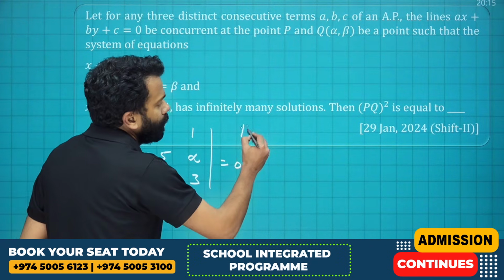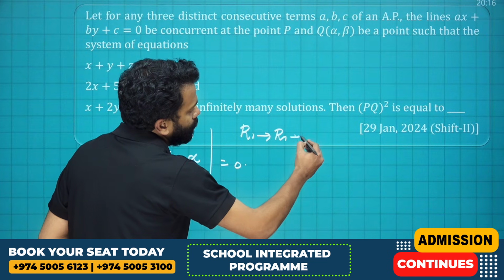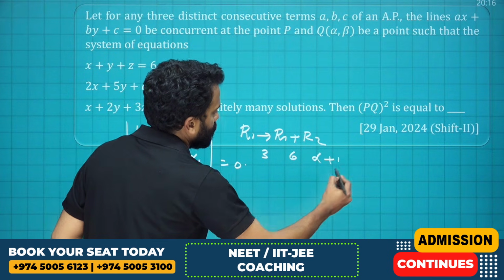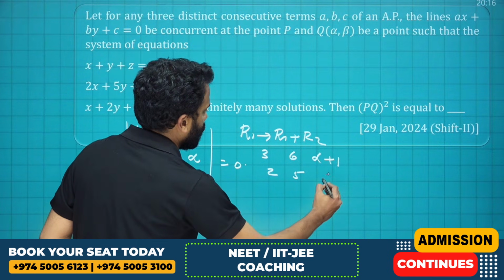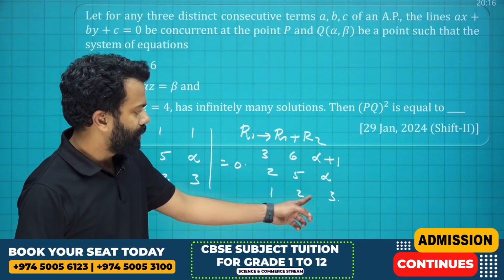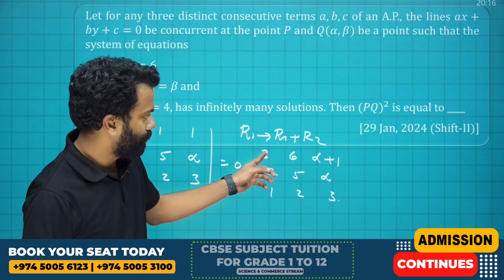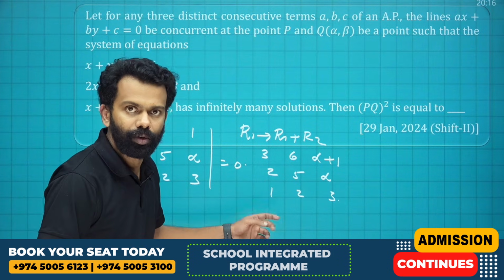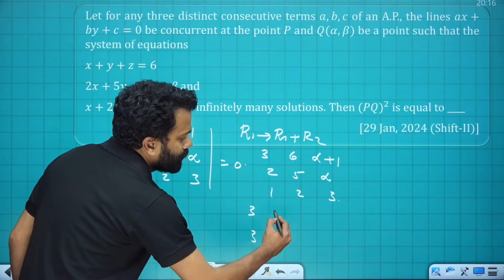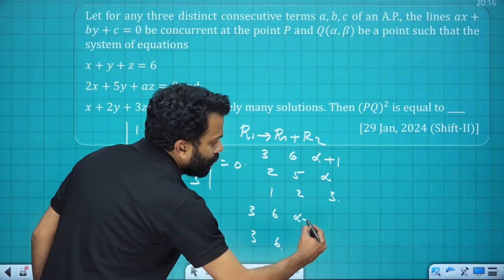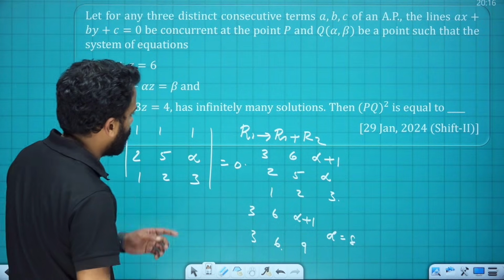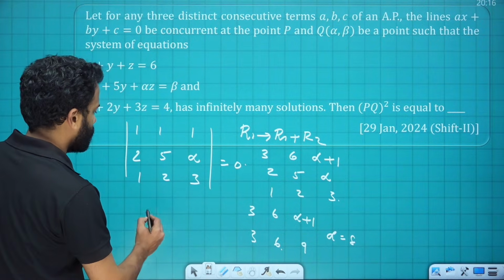Okay, therefore, if R1 changes to R1 plus R2, it becomes 3, 6, alpha plus 1; 2, 5, alpha; 1, 2, 3. If you multiply the third row by 3, the corresponding elements in the first row and third row will become equal. Therefore 3 is equal to 3, 6 is equal to 6, therefore alpha plus 1 should be equal to 9, therefore alpha is equal to 8.